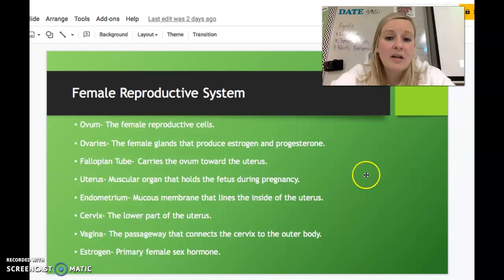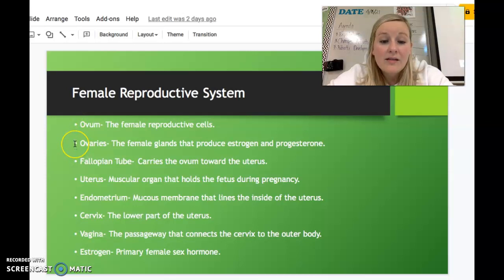So for the female reproductive system, again, we have all of the different terms and all of the different definitions for this first part. So we have the ovum, which is the female reproductive cell. So again, the ovum is the egg. That's the standard name for it. That's going to get fertilized by the sperm, which is the male reproductive cell, and that is what would create the baby. Okay, so the female reproductive cell is going to be the ovum.